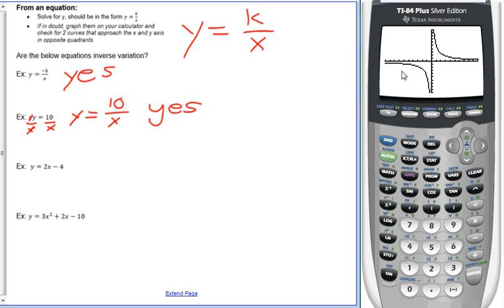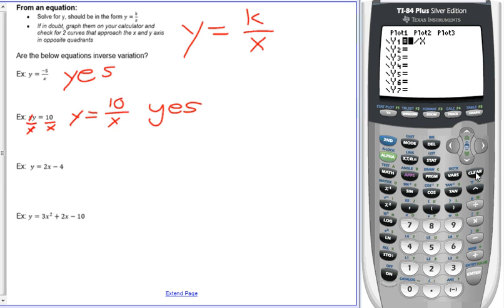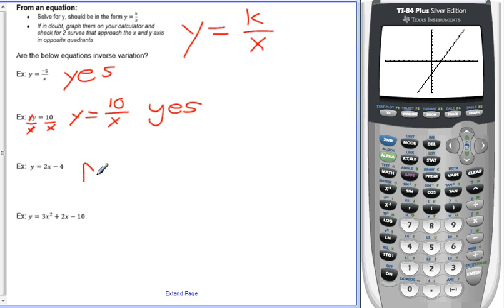And again, on these, I can always go back and check them on my calculator if I'm not quite sure. So if I wasn't sure if this one was, I could put in 2x minus 4, hit graph, and I can see, no, this is a line, so it's not what it's supposed to look like. So my answer here is no. And then the same thing down here. I don't have a number divided by x.